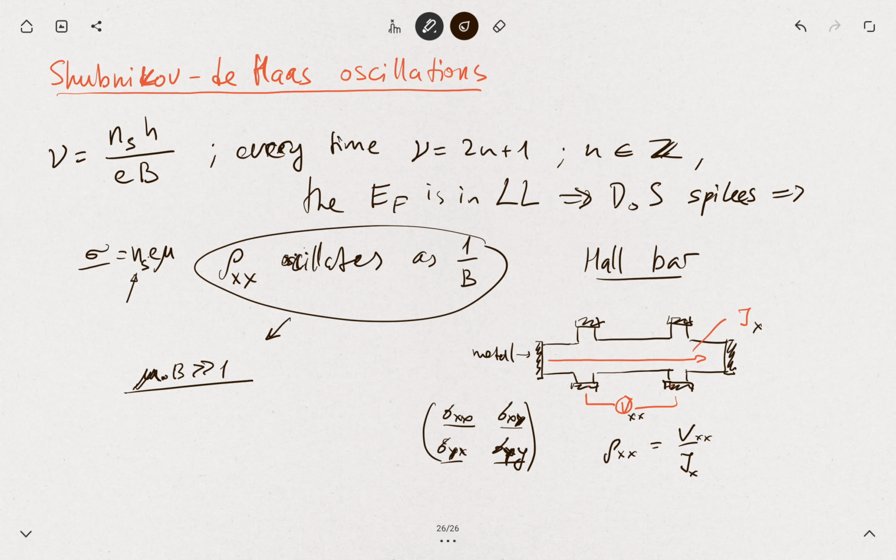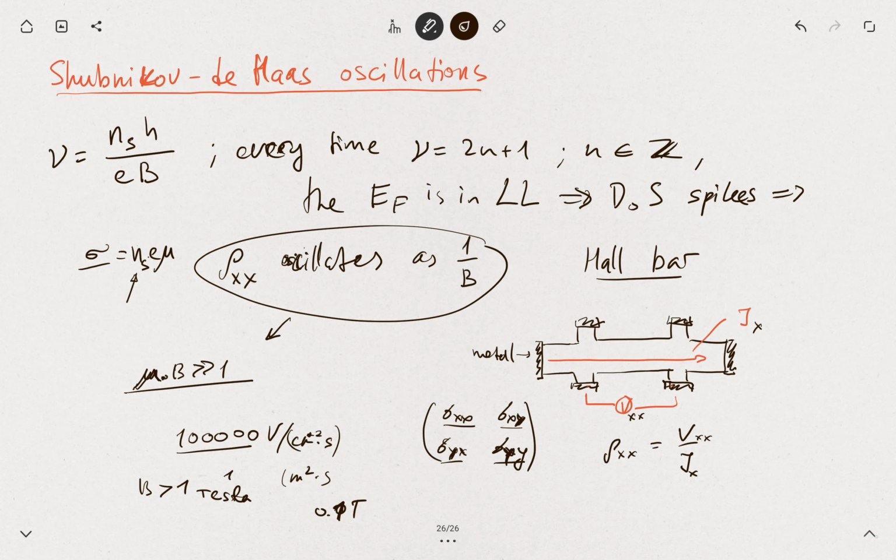Let's say the mobility is around 10,000 cm^2 per volt second, which can be converted to 1 meter squared per volt second. So approximately the oscillations would start at B above 1 Tesla for this sample. If the mobility is higher, like for graphene, maybe you will have a mobility around 100,000, then the oscillations would be at around 0.1 Tesla, and so on.